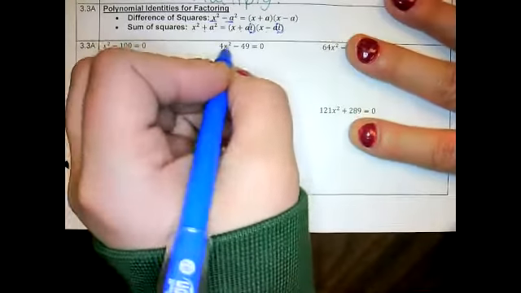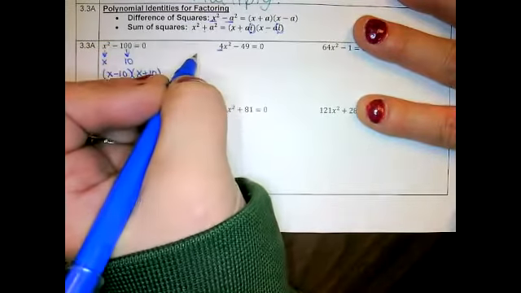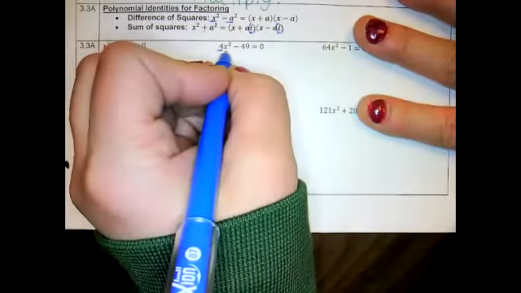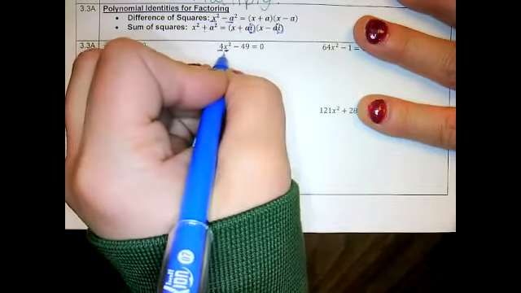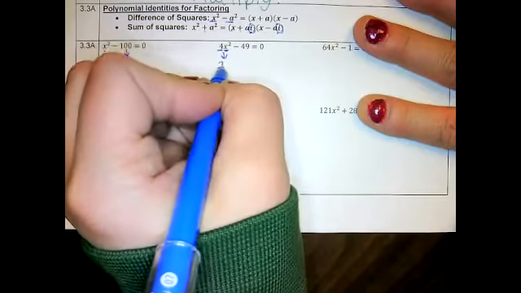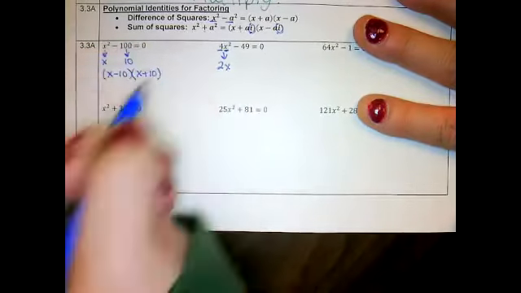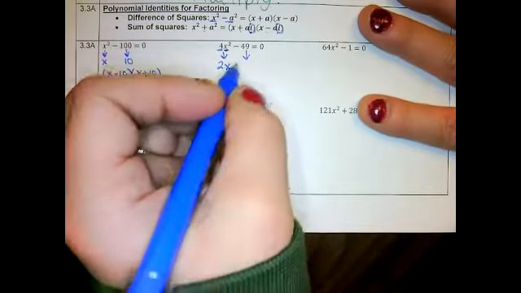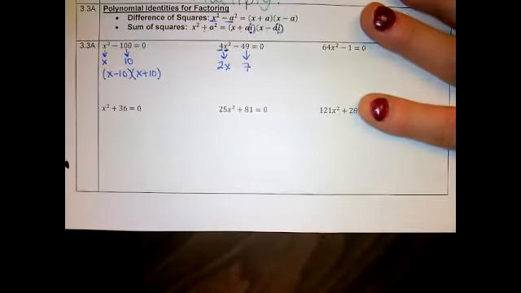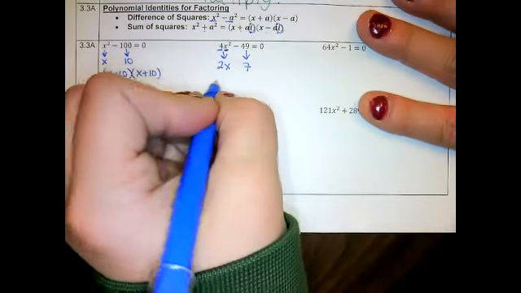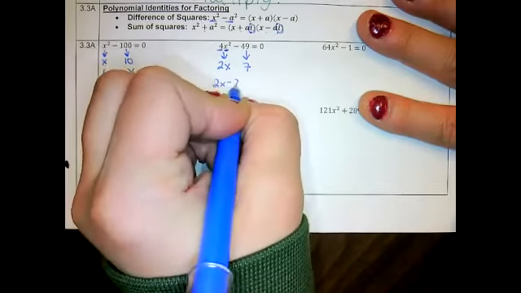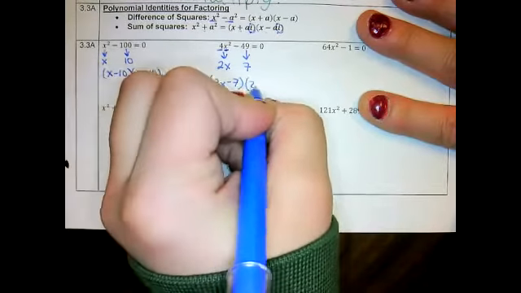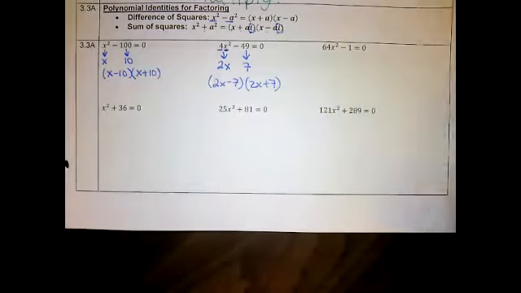So let's go ahead and take a look at the next one. 4 is a perfect square, and x squared is a perfect square. So the square root of 4 is 2, and the square root of x squared is x. 49 is a perfect square, and the square root of 49 is 7. So my answer then is 2x minus 7 times 2x plus 7.